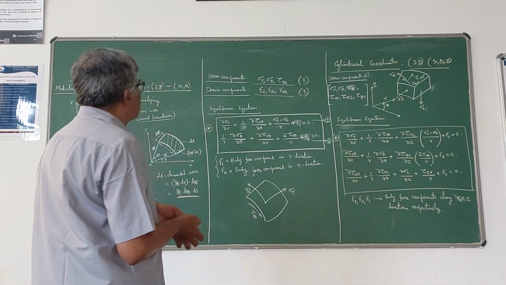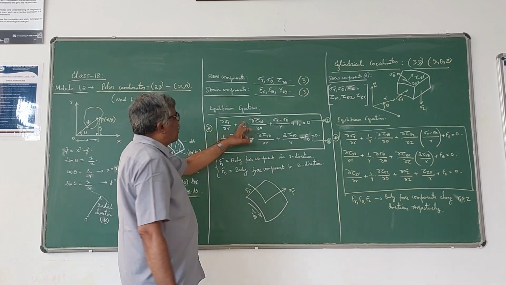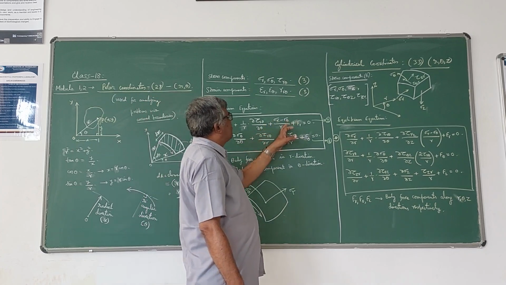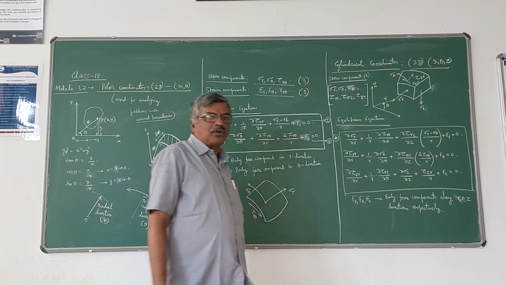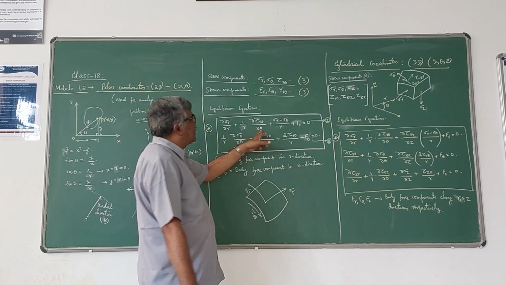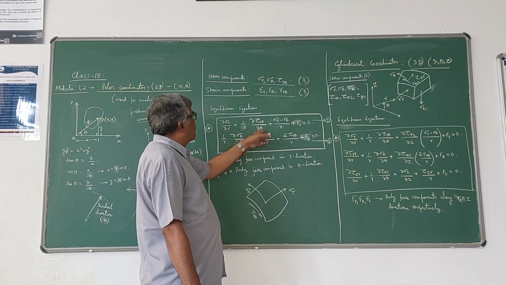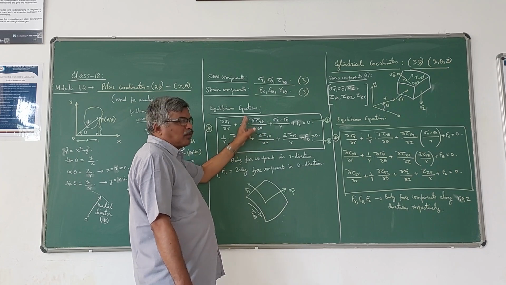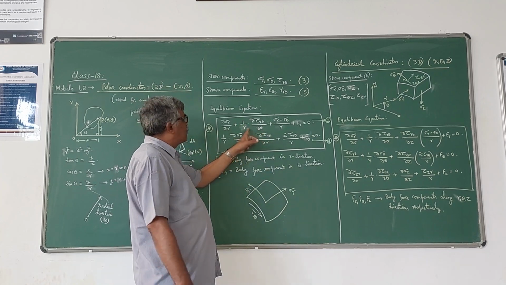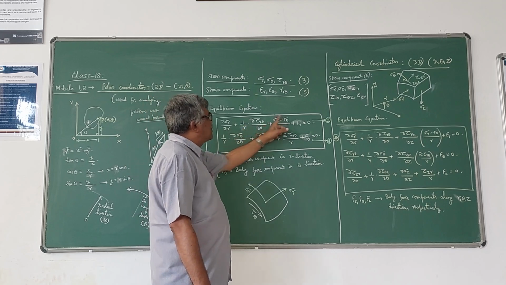So here, see, dou sigma r by dou r plus 1 by r into dou tau r theta by dou theta plus sigma r minus sigma theta by r plus Fr is equal to 0. You can observe here that wherever a theta term is there in the denominator, it will be accompanied with a 1 by r term. Please note that. So where dou theta is there, a 1 by r term is there, and this is an additional term.